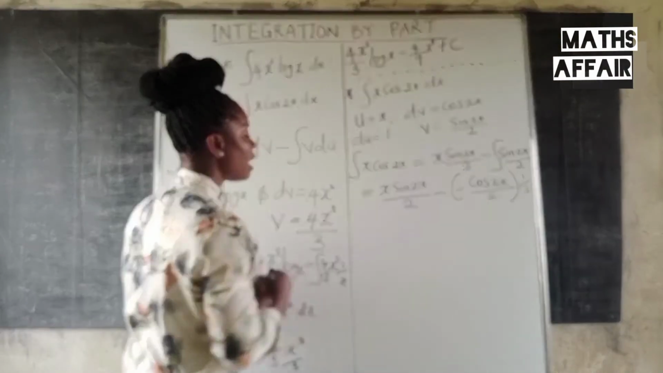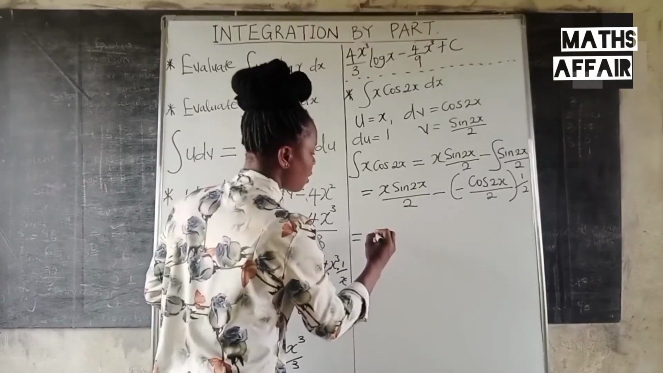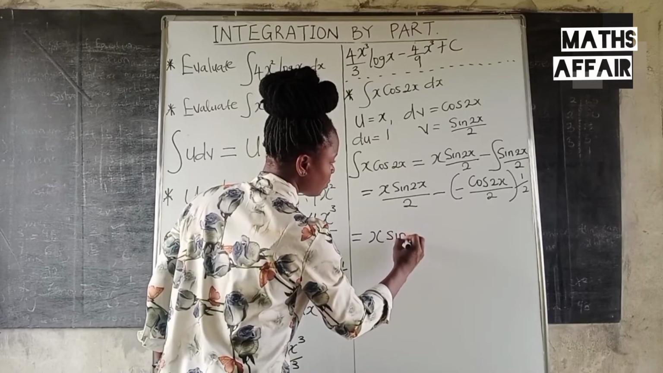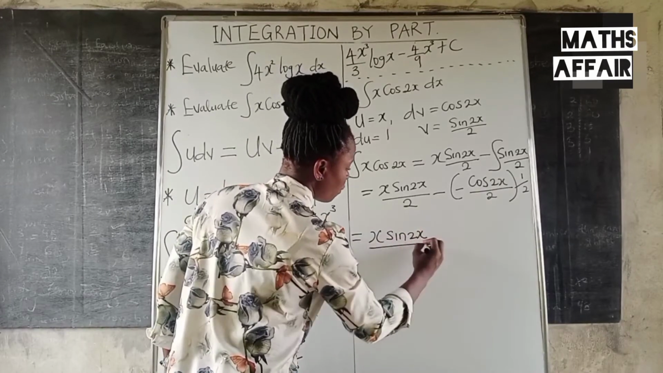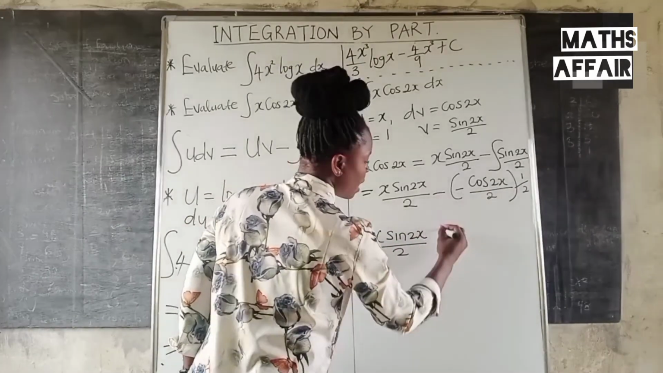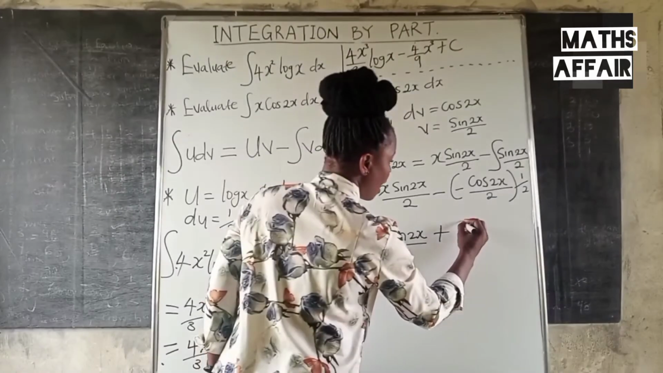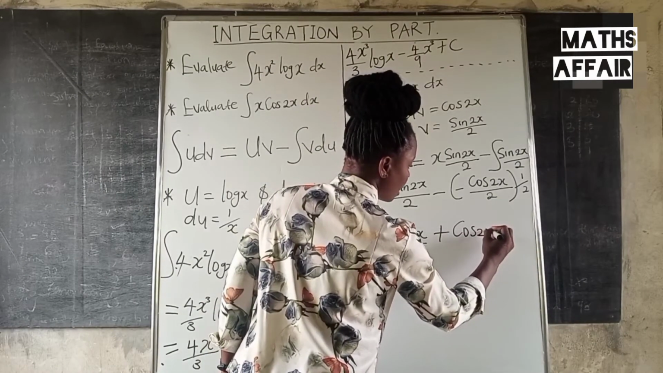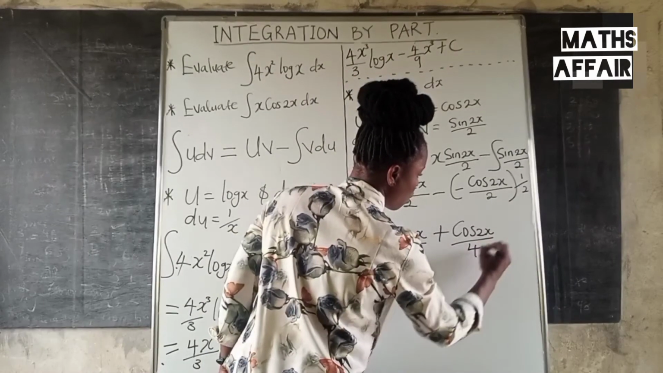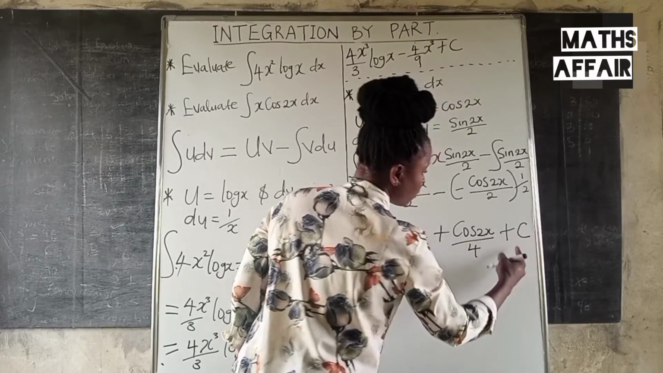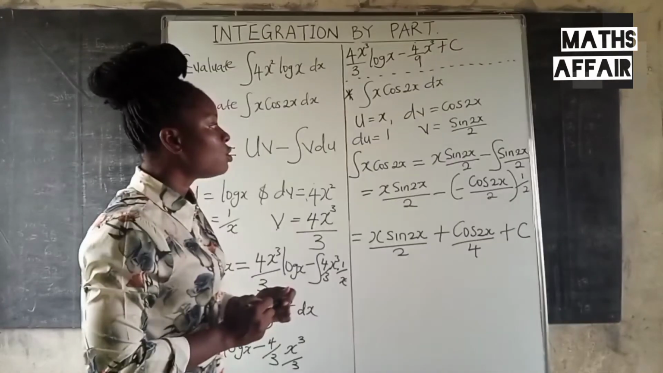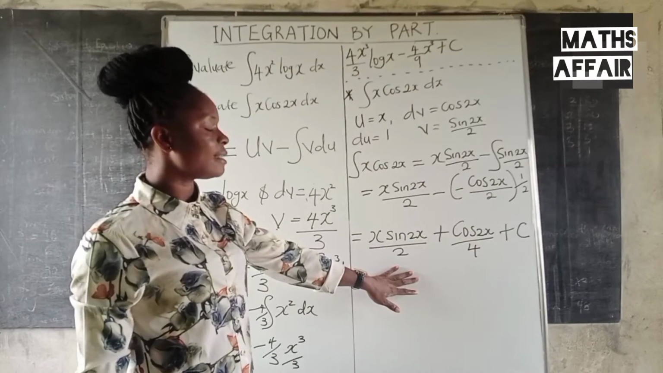So we are going to bring out everything. And I will have x sine 2x all over 2. Minus times minus will be now plus. And I have cos 2x all over 4 plus the constant of integration. So this is our final answer.